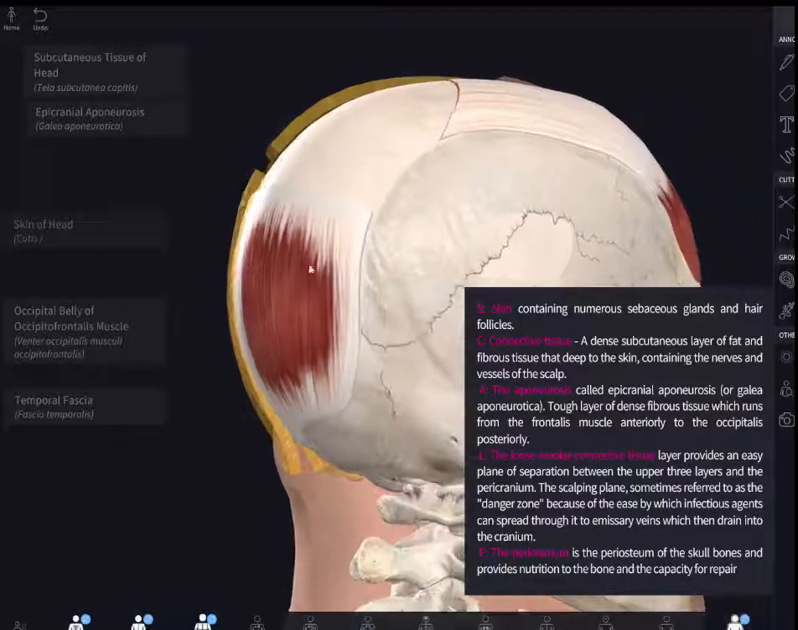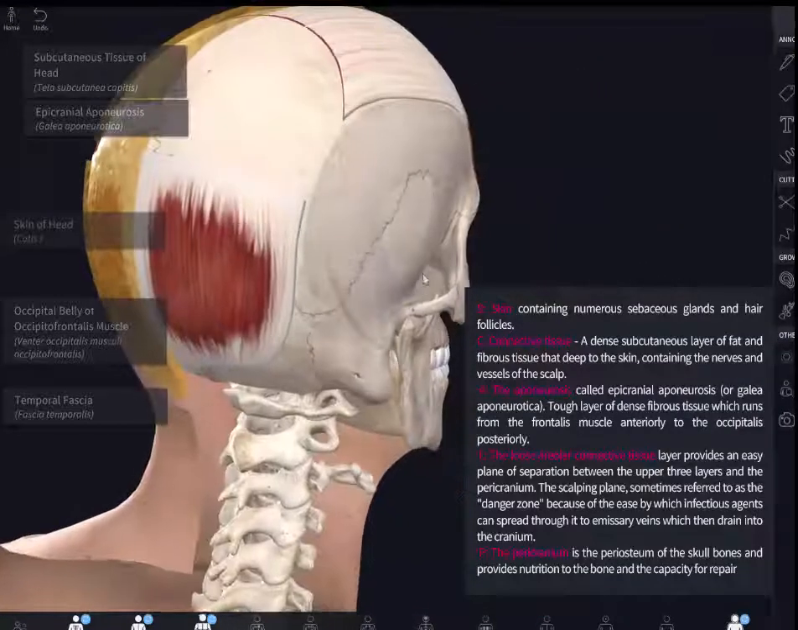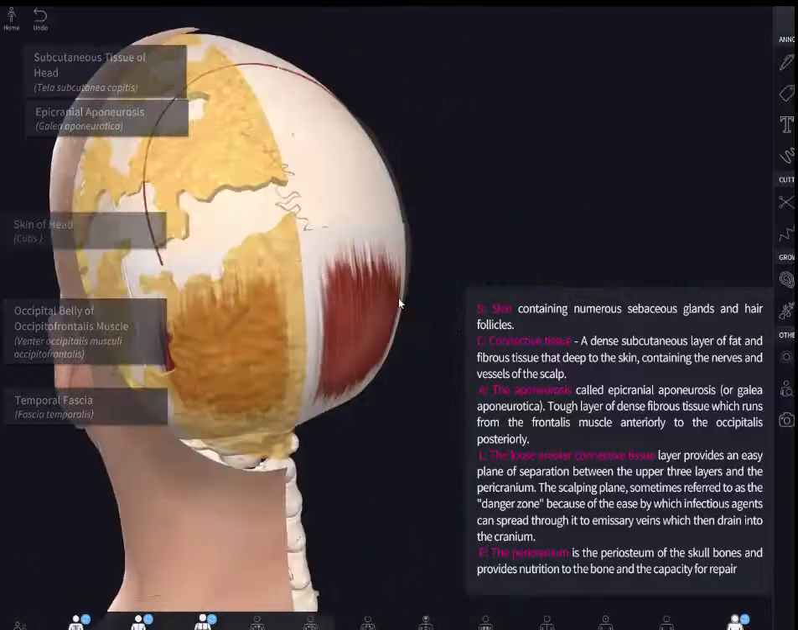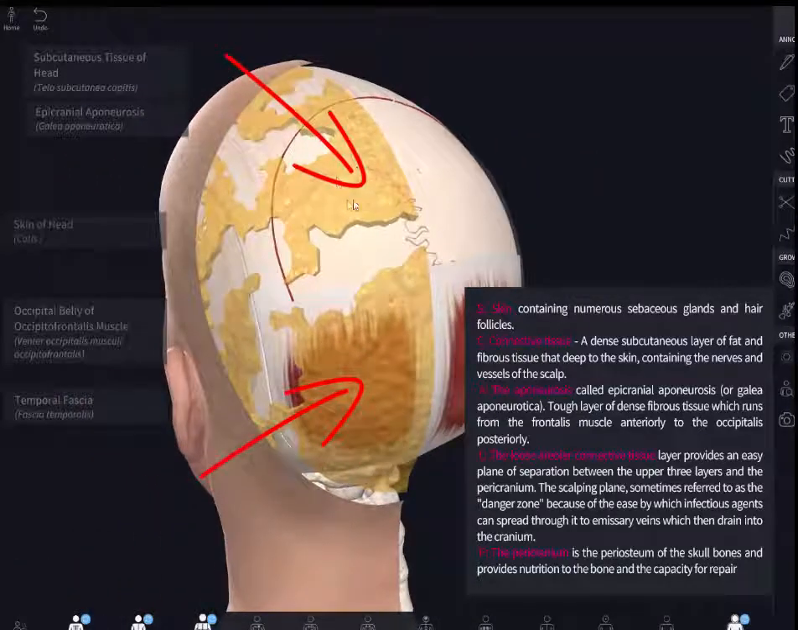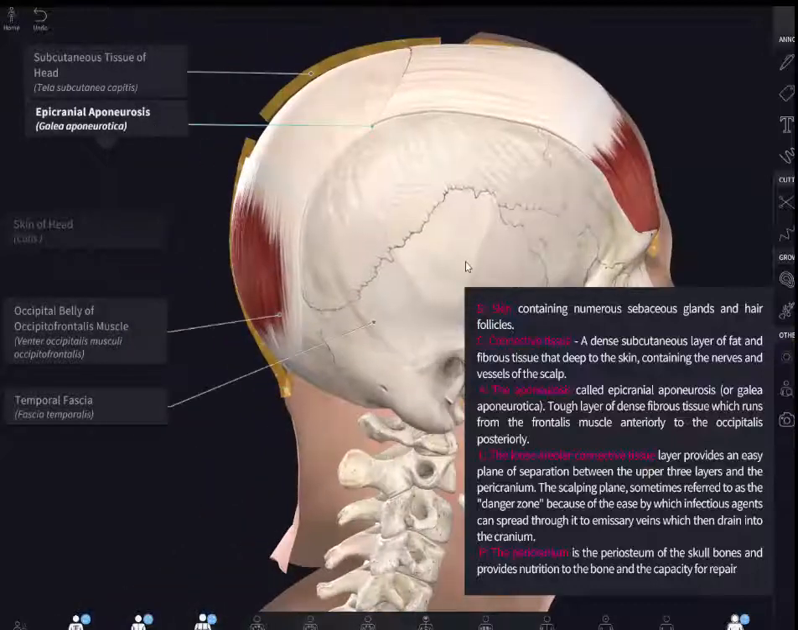Then you have the connective tissue layer. That is a dense subcutaneous layer of fat and fibrous tissue that is just below the skin. We can see a little bit more of it here, this yellowy appearing substance. This will also contain the nerves and the vessels that supply your scalp. The third layer, or the A, is the A in aponeurosis. It's also called Galea aponeurotica, or the epicranial aponeurosis.